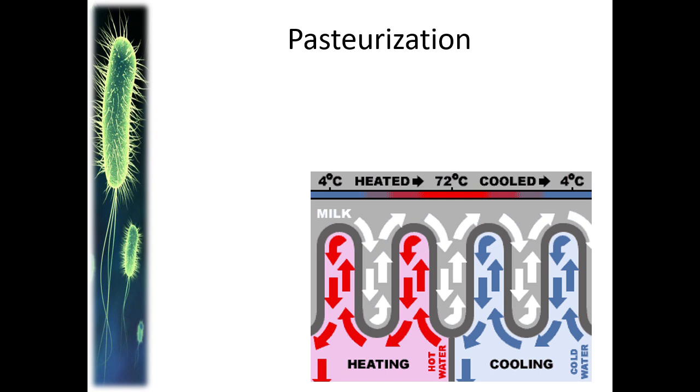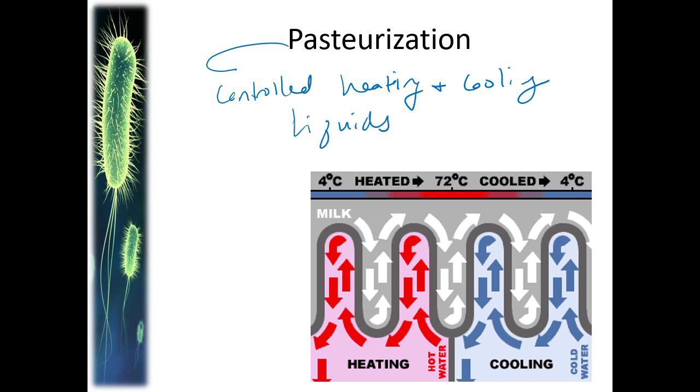Sometimes you don't have access to an autoclave or you can't autoclave something, and you may use heat to do pasteurization. Pasteurization is a process of controlled heating and cooling, and it's typically only done with liquids because you have to force them through tubes that move them between the temperatures. What are some examples of things that you come into contact with that are pasteurized? Milk is the big one, right?